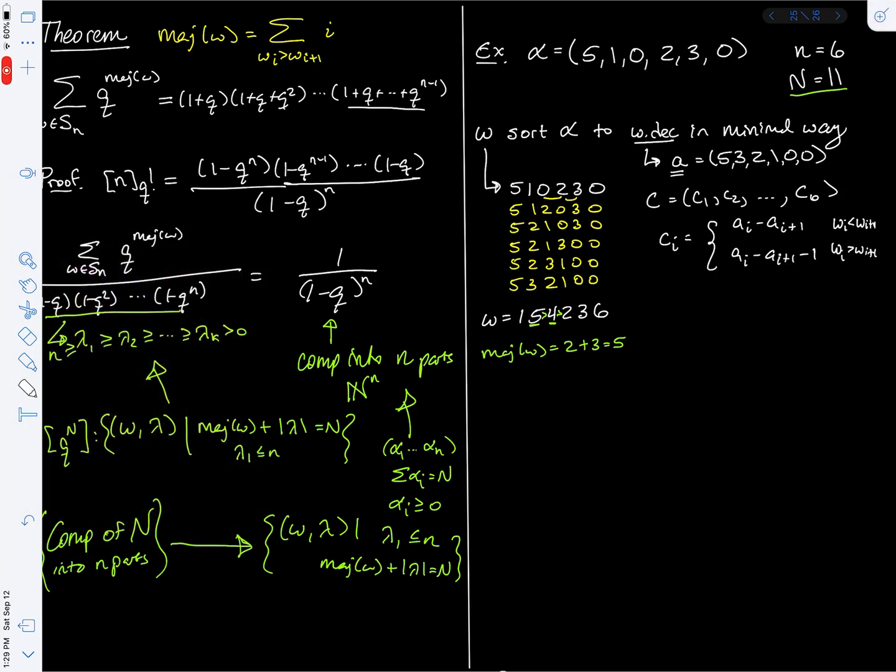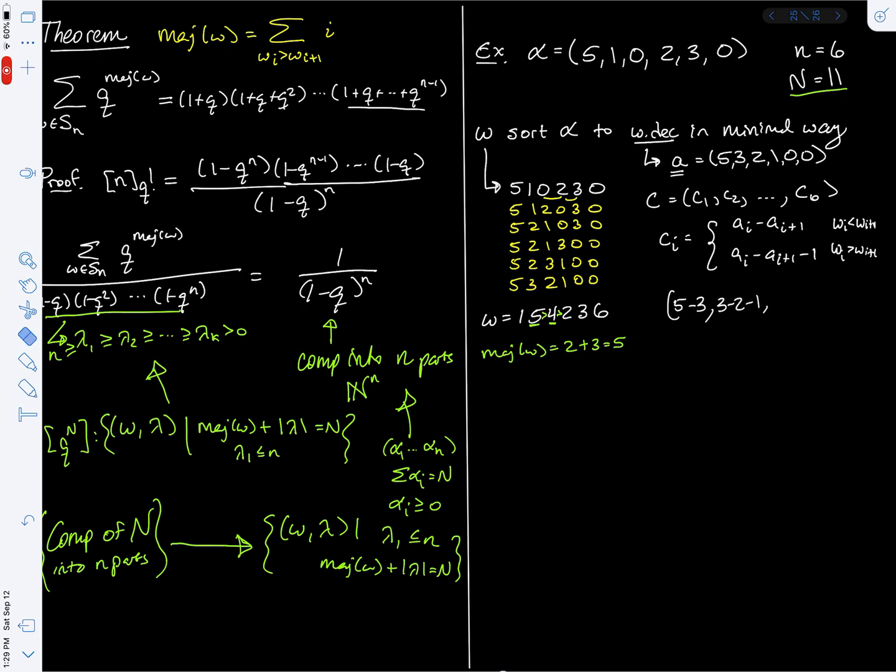So let's go back over here and say, okay, well, what is C1? Let's build up C1. Well, I don't have a descent from position 1 to position 2. So I don't have a descent here, so I'm in this first case. So I'm going to take the difference of the A's, which here is 2. So this is going to be 5 minus 3. And that's because 1 is less than 5. 5 is bigger than 4, so I'm in the second case. So I'm going to have 3 minus 2 minus 1.